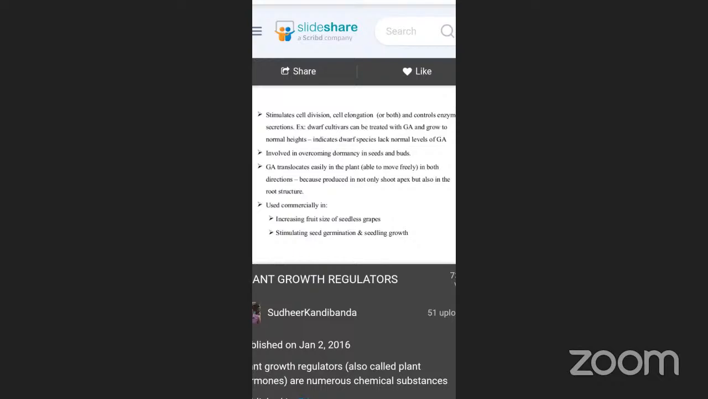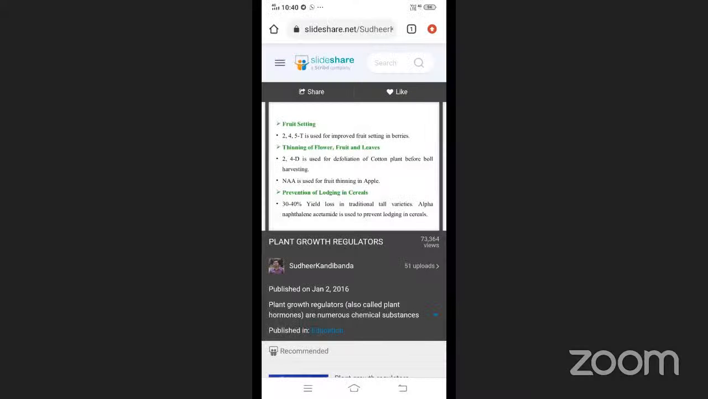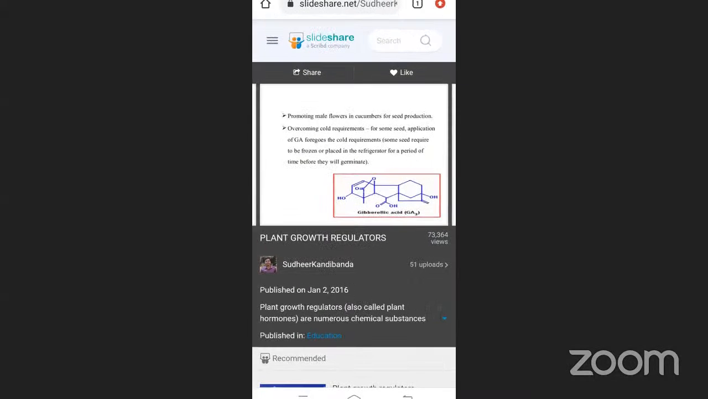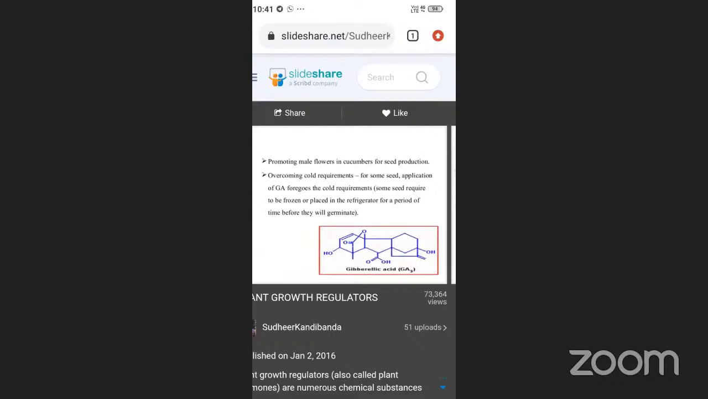Seed germination is also promoted by gibberellins. Another one is parthenocarpy; gibberellins are also involved in parthenocarpy. Another one is sex determination, where they promote male flowering in the cucurbitaceae family. Okay, so these are the applications of the gibberellins.